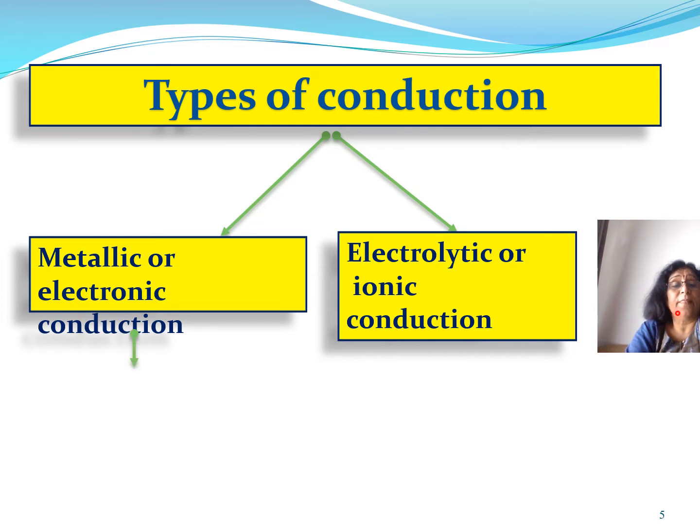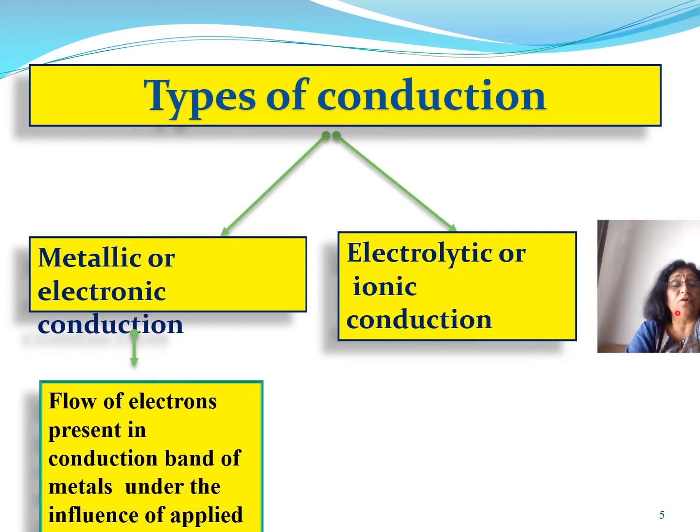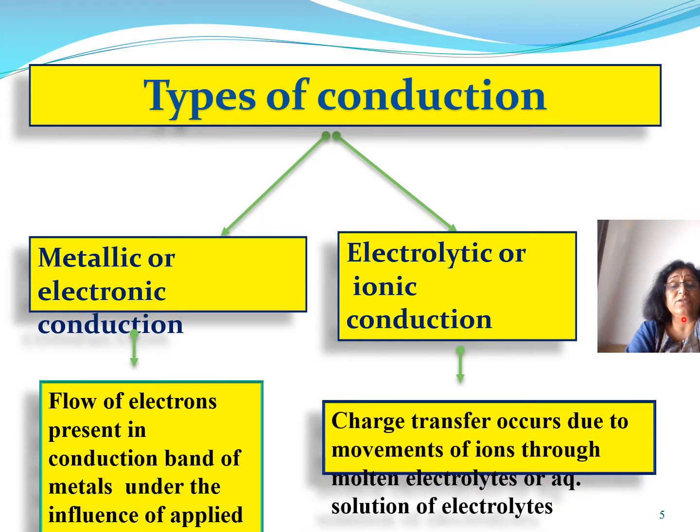So in metallic conduction, the flow of electrons present in the conduction band of metals, under the influence of applied current, allows the passage of electricity. And in electrolytic conduction, charge transfer happens by the movement of ions through molten electrolytes or in the solution of electrolyte.